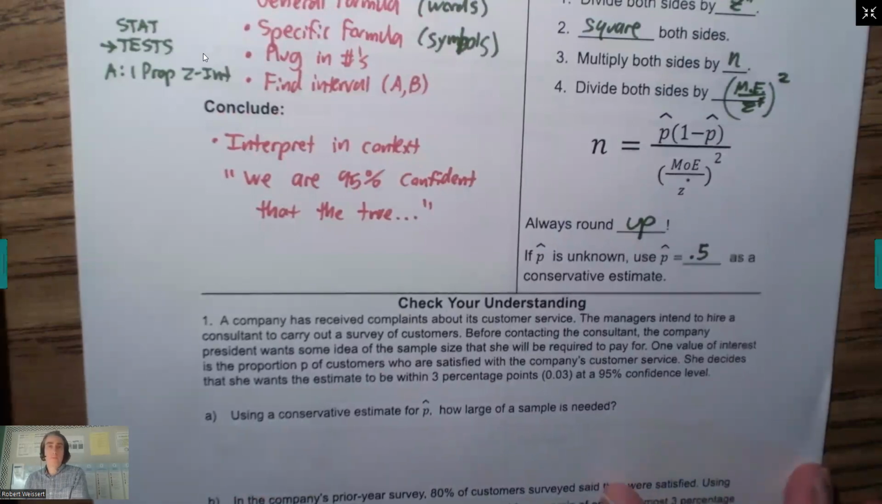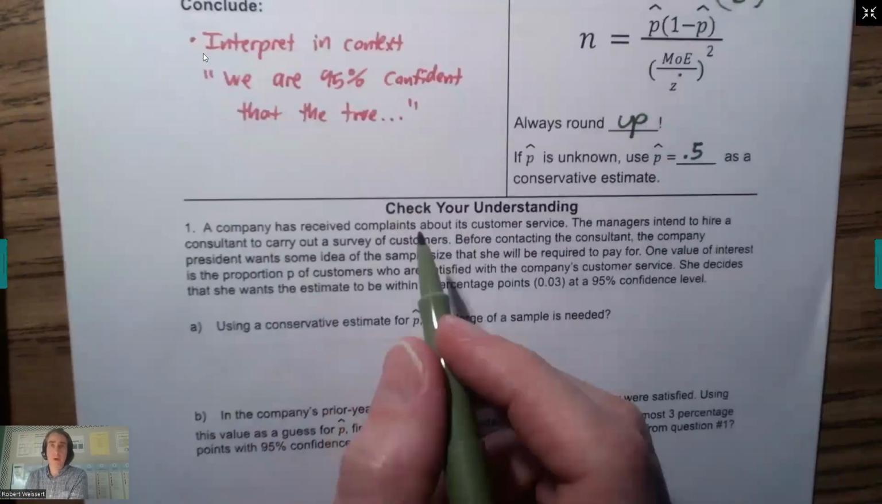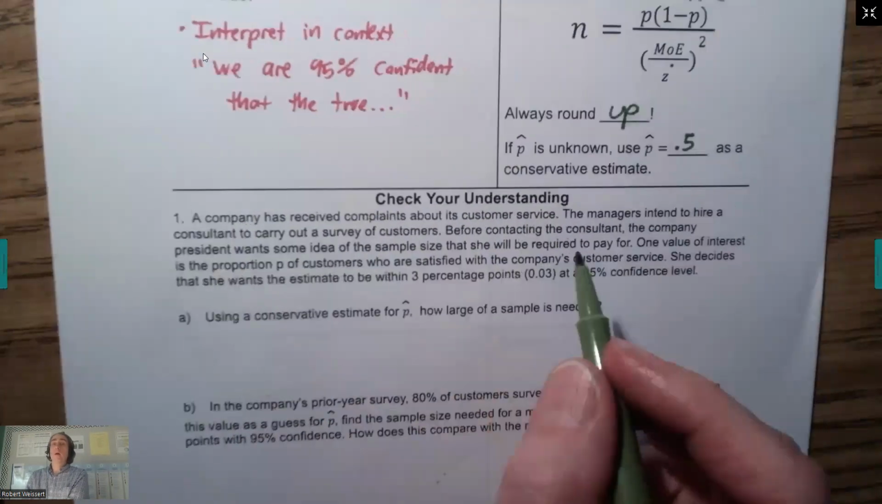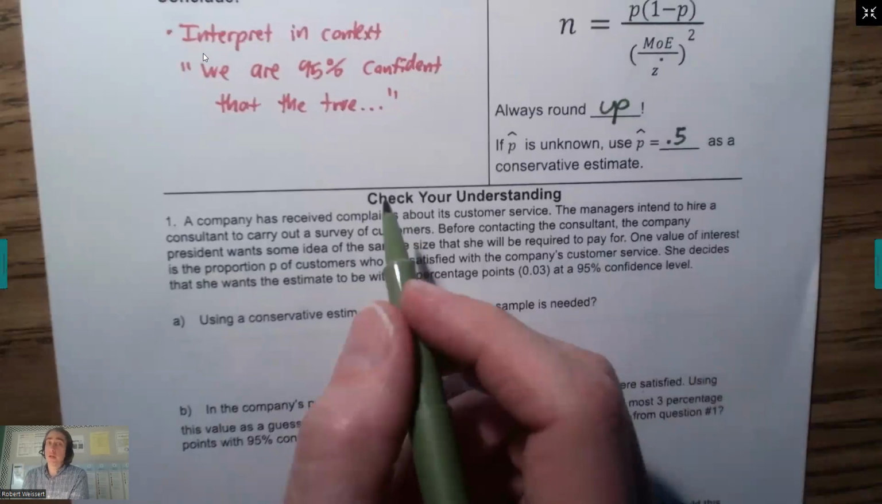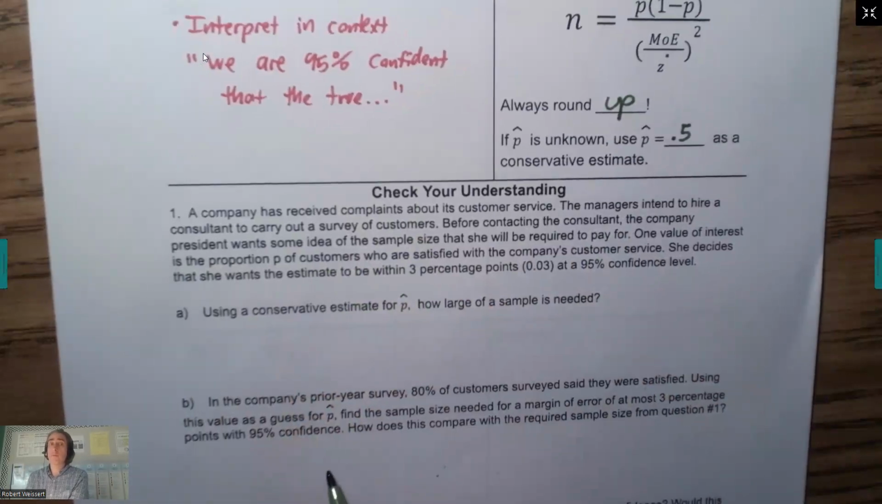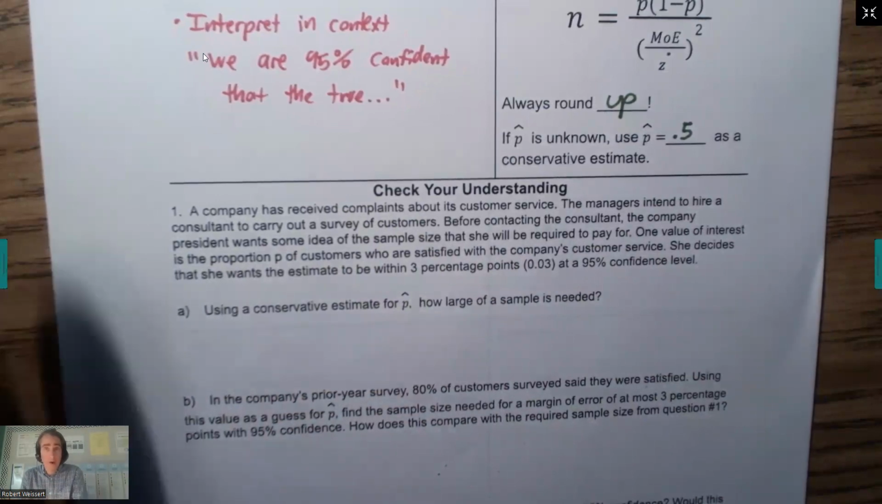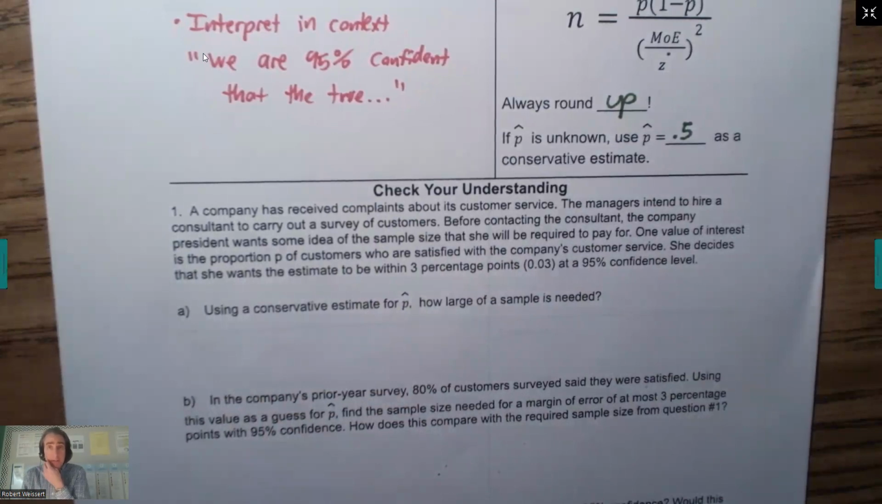We're going to read through the problem. The problem here is that a company has received complaints about its customer service. Managers intend to hire a consultant to carry out a survey of customers. Before contacting the consultant, the company president wants some idea of the sample size that she will be required to pay for. She has no idea of the sample size, but she has to figure out how many people to ask. You've got to know who you're asking and how many people you're going to ask. So we kind of have to figure this out.